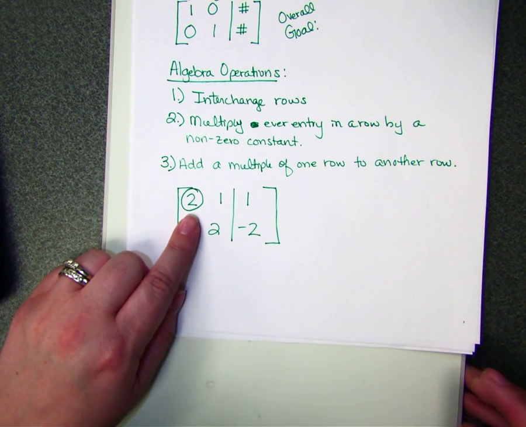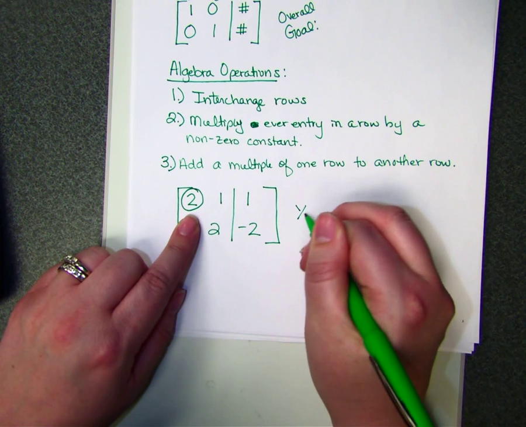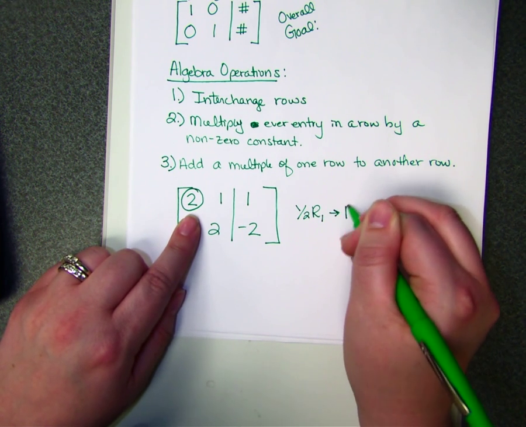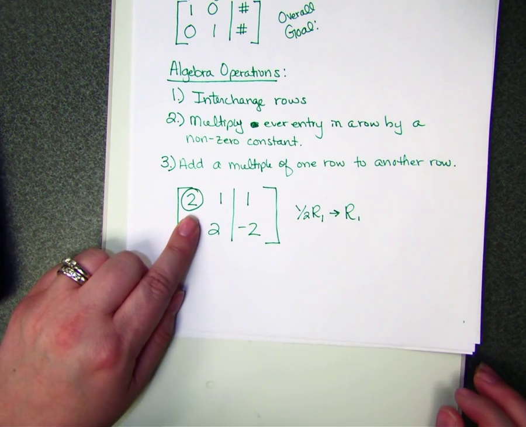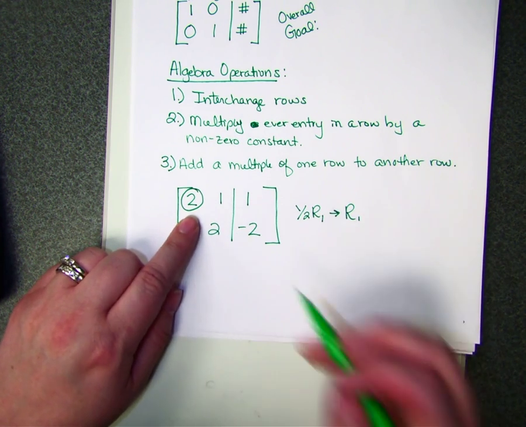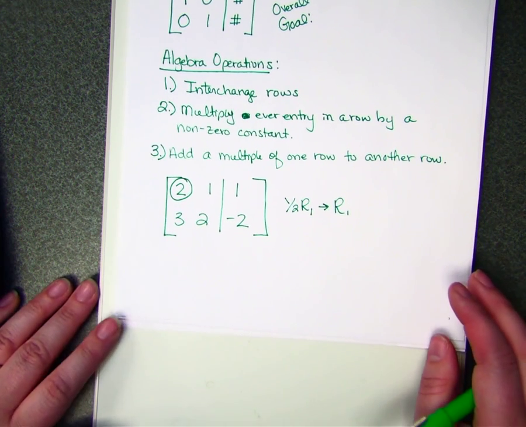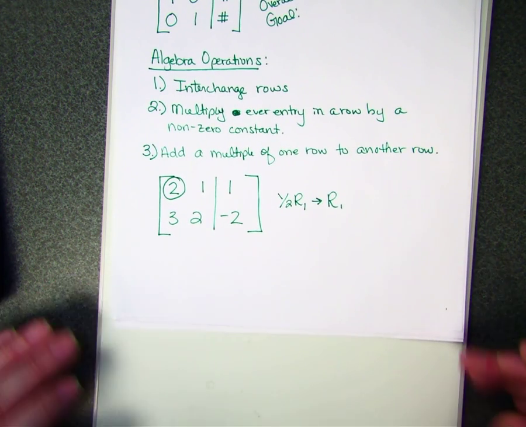You'll notice if I multiply 2 by 1/2, it results in a 1. 2 times 1/2 would result in a 1. So what I'm going to do is multiply that top row by the number 1/2.